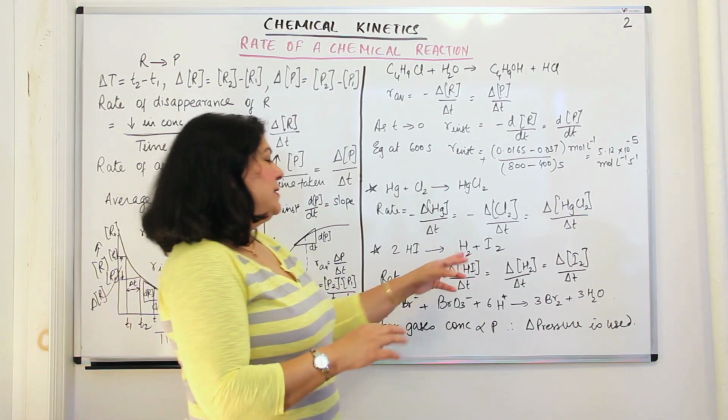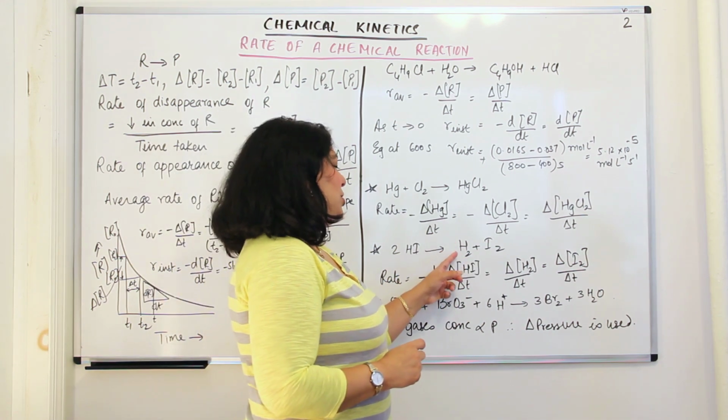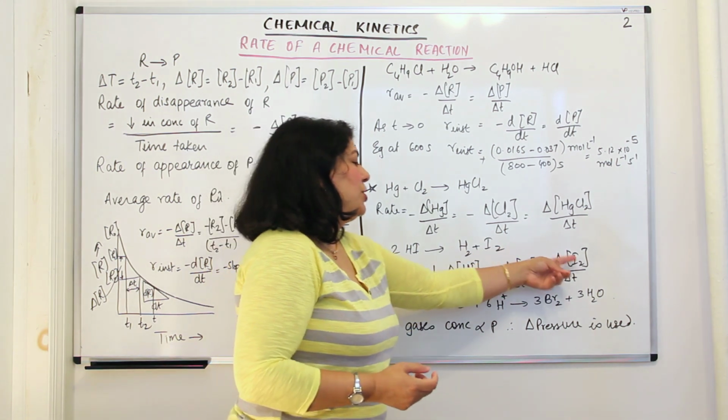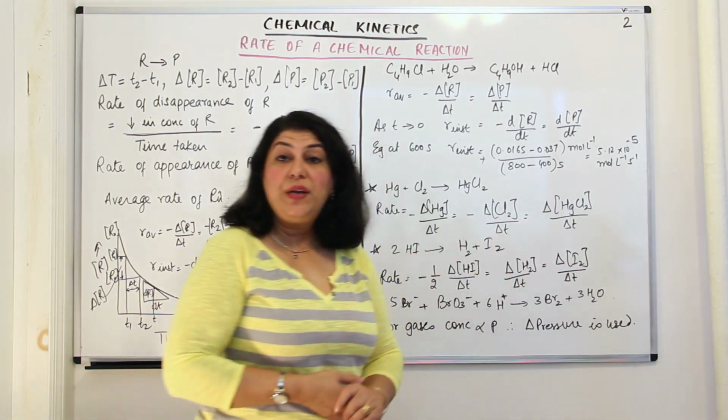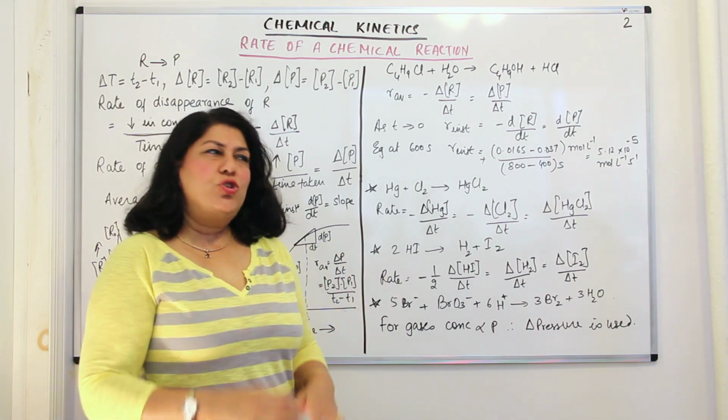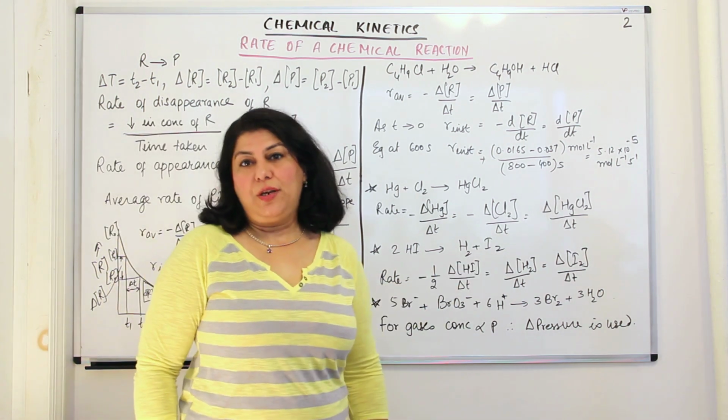So if you calculate in terms of hydrogen and iodine, the change in concentration of hydrogen upon delta T will give you the rate. Change in concentration of iodine upon delta T will also give you the rate. But the change in concentration of HI would be double. So you will get a different rate of a reaction.